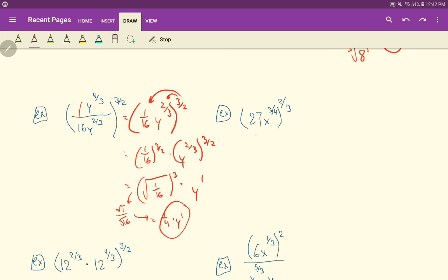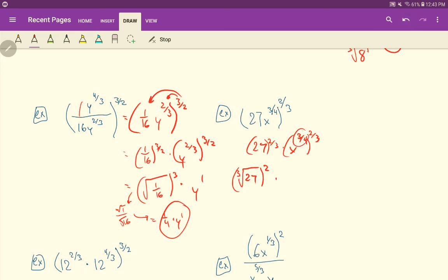So next one here, we have 27 times x to the 3/4 to the 2/3. Again, distribute, right? So it'll be 27 to the 2/3 times x to the 3/4, maybe I should put parentheses there, raised to the 2/3 power. Okay, so 27 to the 2/3. Again, we can just simplify that. We have a 3 in the denominator of that power, so that means it's a cube root of 27, and we will then square it, because 2 was the numerator there, so it becomes the exponent.